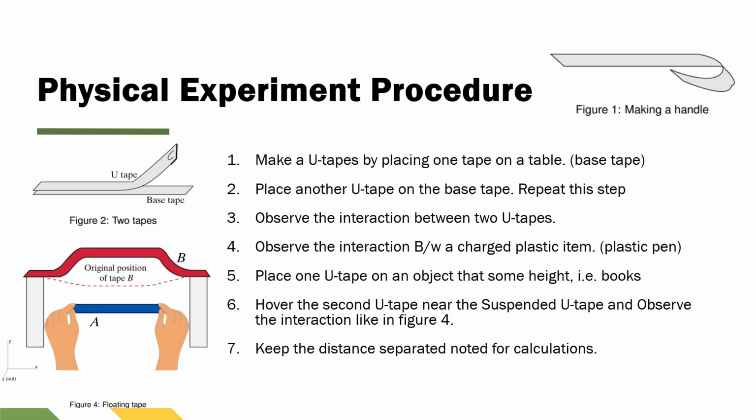So these are the procedures for the tape. I won't waste your time reading through all of this, but basically we're having a base tape on a neutral surface and then making other tapes, U-tapes, that were placed on the base tapes and quickly taking them off without introducing a charge to them, and then seeing how they interact with each other, and then seeing how they interact with other charged items like plastic items.